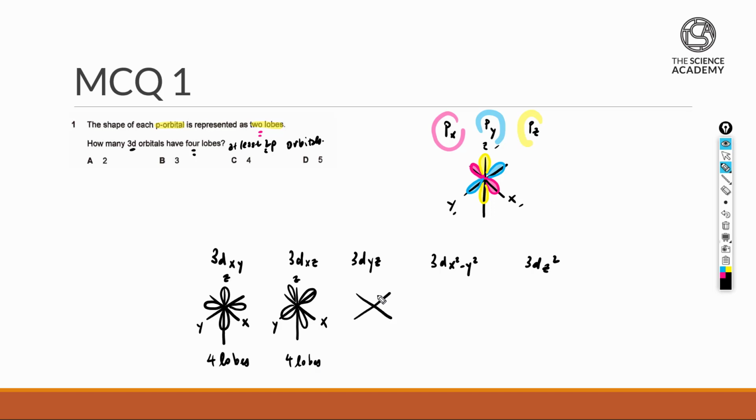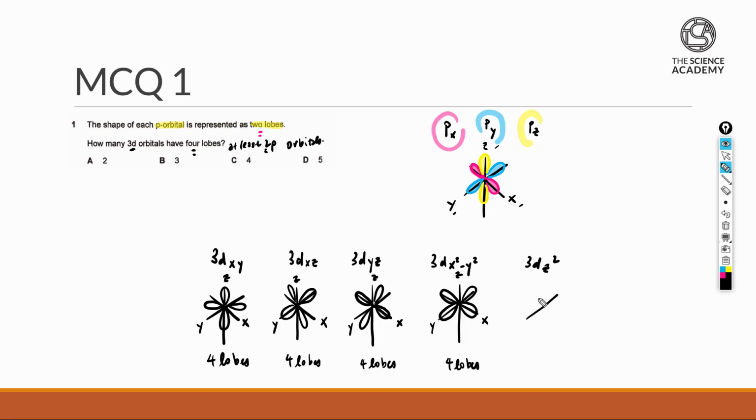3D yz. So this is going to be on the x, and between the z and y, representing a total of 4 lobes. 3D x2 minus y2. We're going to have it on the x-axis as well as on the y-axis. This also gives us a total of 4 lobes.